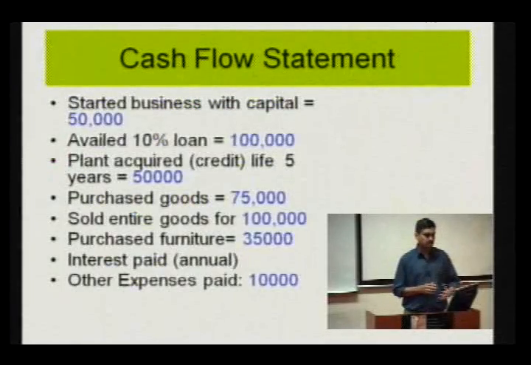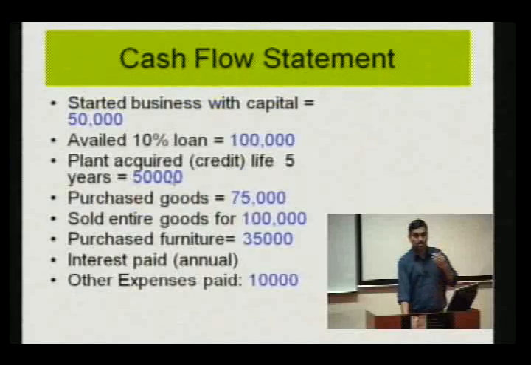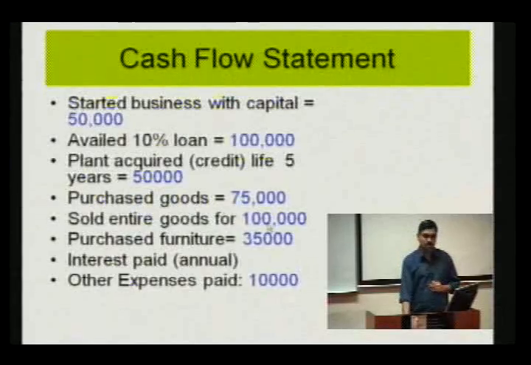Let us take an example to understand this cash flow statement. I'll use this example throughout our discussion. So, started business with 50,000, availed a loan of 100,000, acquired plant for 50,000 on credit, purchased goods for cash 75,000, sold entire goods for 100,000, purchased furniture 35,000, interest paid and other expenses paid, except the plant. I am assuming all others are cash transactions.